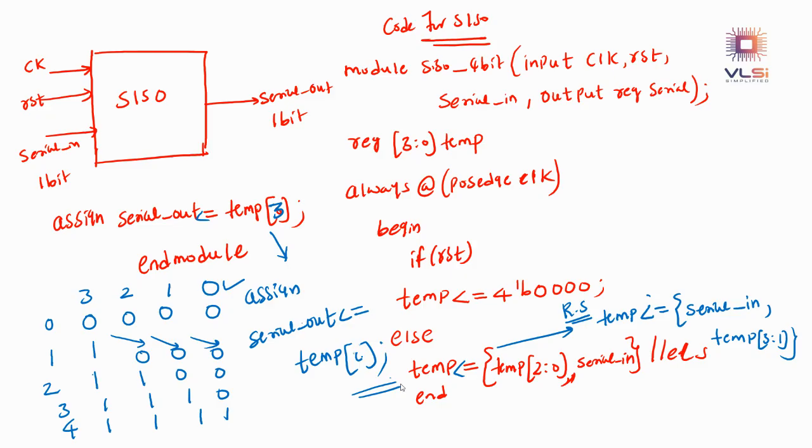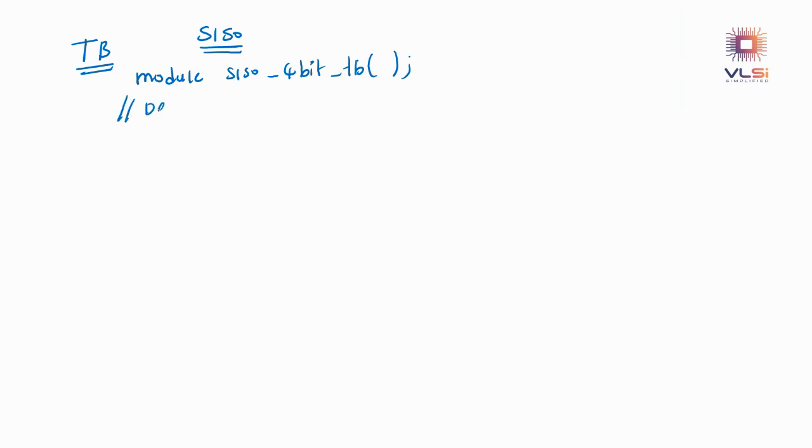Suppose you want to write the test bench for SISO. So module SISO underscore 4-bit TB. Okay. Step 1: declare the internal variables. What are the internal variables?